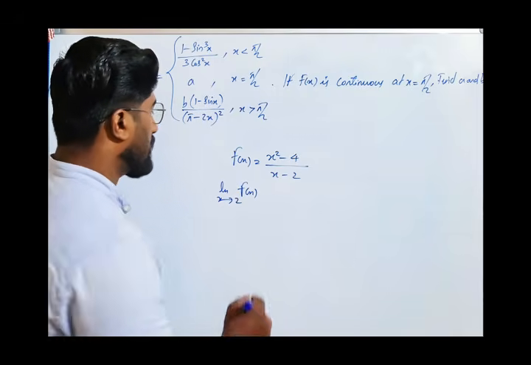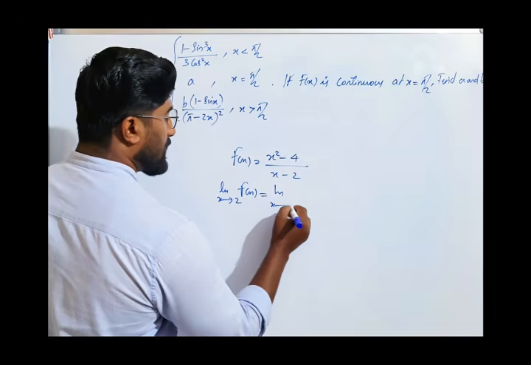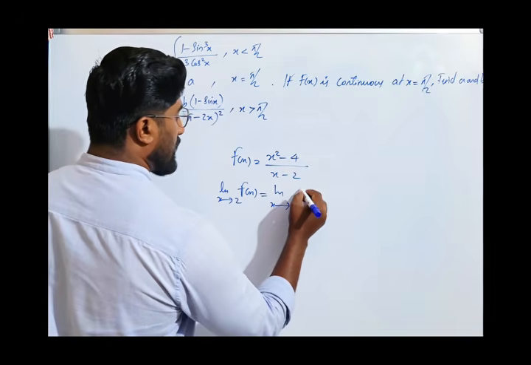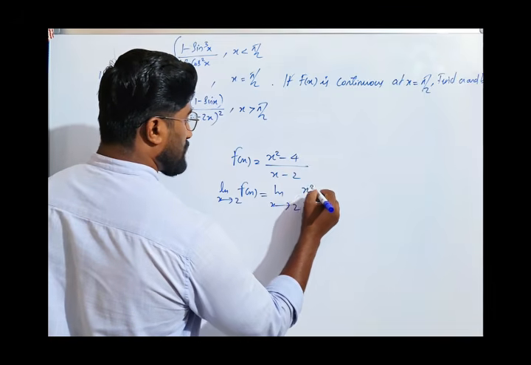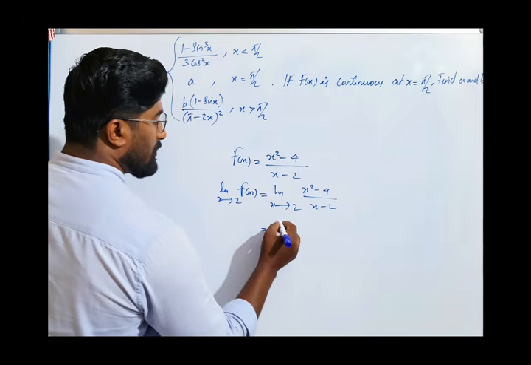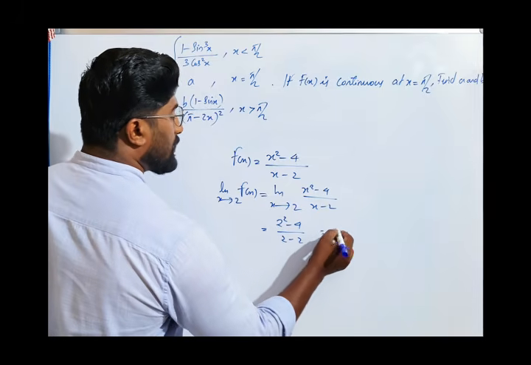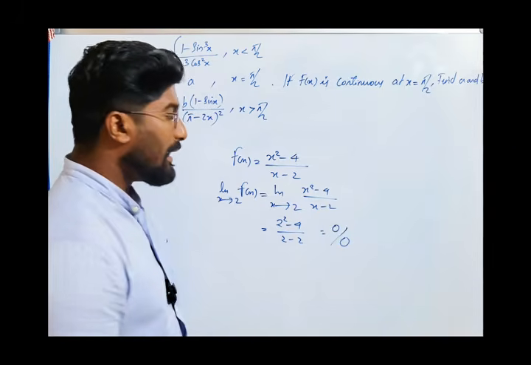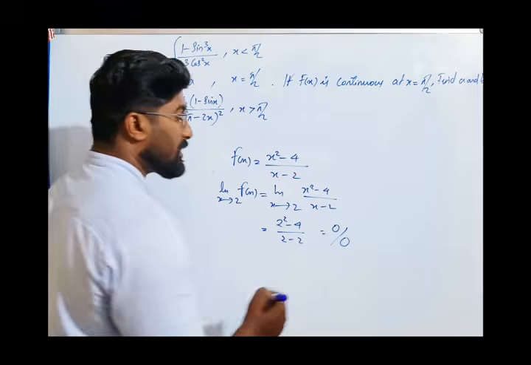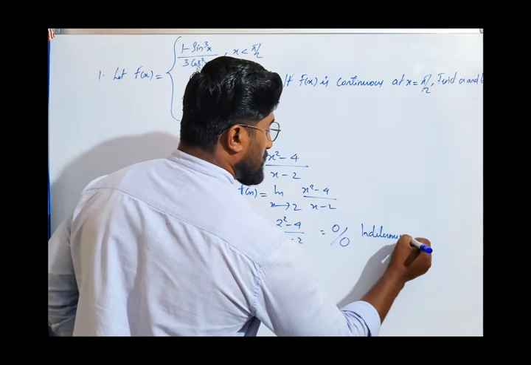When it is limit x tends to 2 f of x, you can write it as limit x tends to 2 of x square minus 4 divided by x minus 2. So apply the limit: 2 square minus 4 divided by 2 minus 2. That is equal to 0 by 0. It is called an indeterminate form.